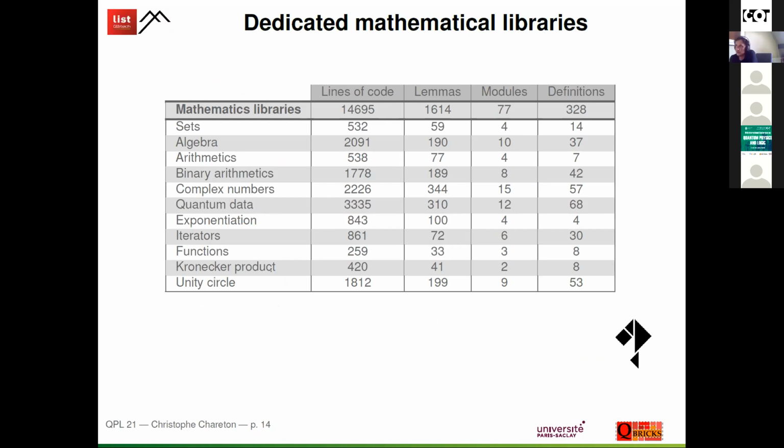One look at our dedicated mathematical libraries. So basically, it is over 14,000 lines of code long. There is some linear algebra, some binary arithmetics, complex number theories, Kronecker product, unit circle, and so on. And all these libraries are freely available and developed in Why3, so available for any other future purpose.